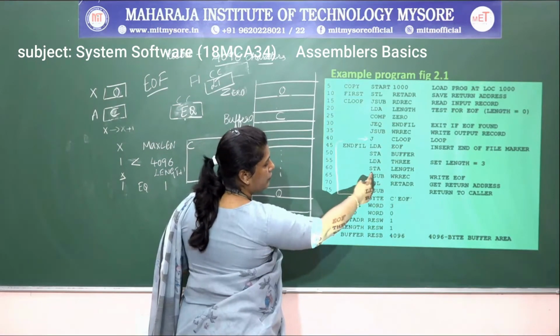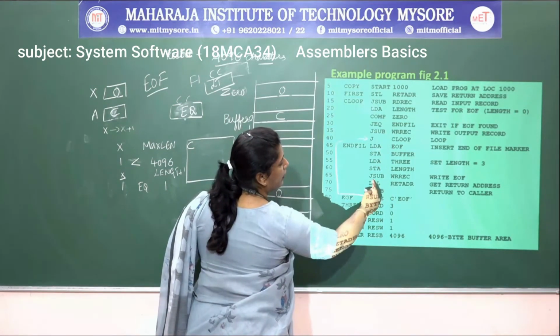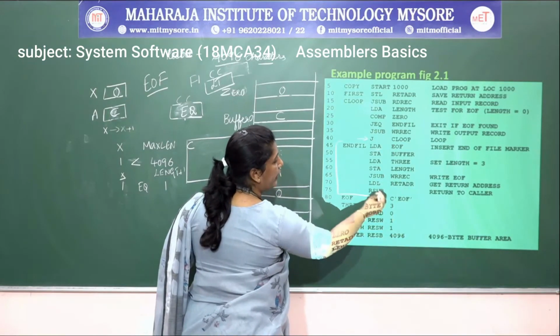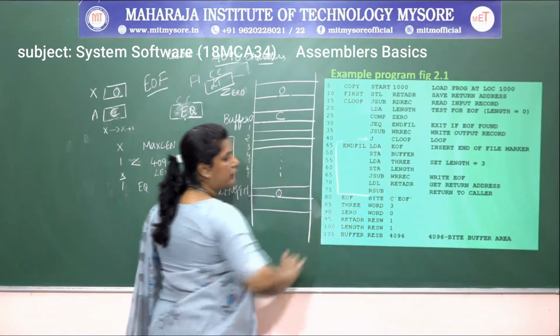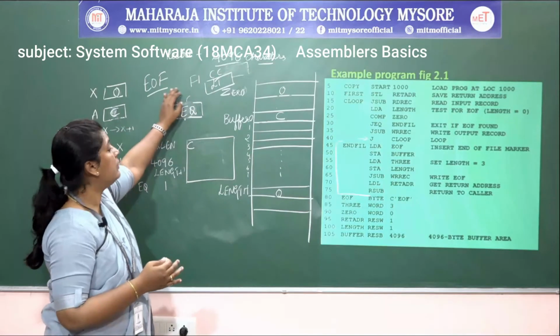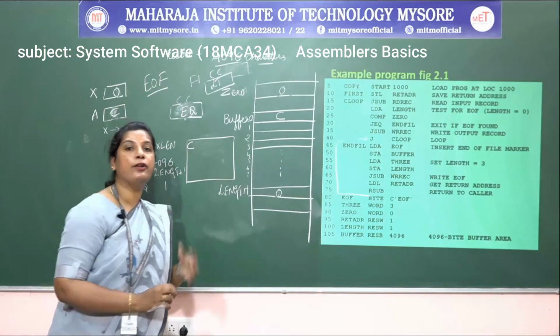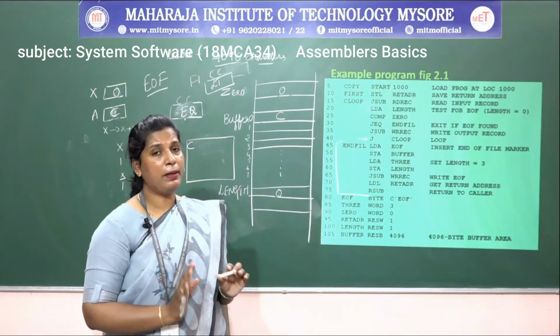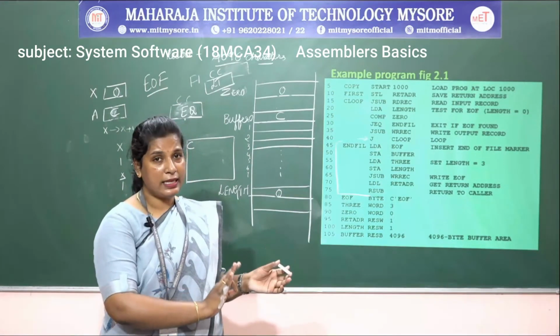So I am checking that length 3, write rec, it is going to go to that write rec. Again, load the linkage register with the return address for returning from the subroutine. After displaying that, that is the end of the program. There are no more records to be displayed onto the screen. So this is the simple SIC program they have taken.